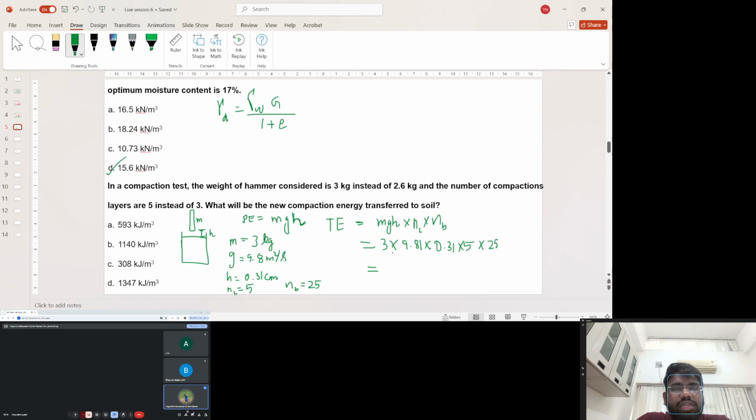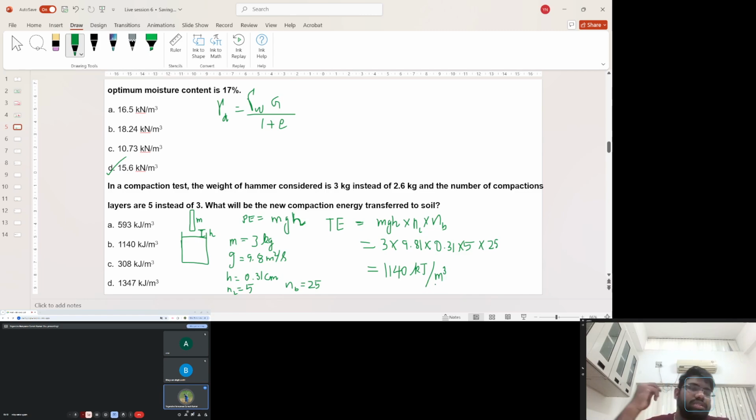So first let us calculate this energy for the entire thing. So how much are we getting? 1140. Yeah, so 1140 for 1 meter cube. Yes, both the sides, it's okay, sir. Both sides the volume will get cancelled. So it will be 1140 kilojoule per meter cube.